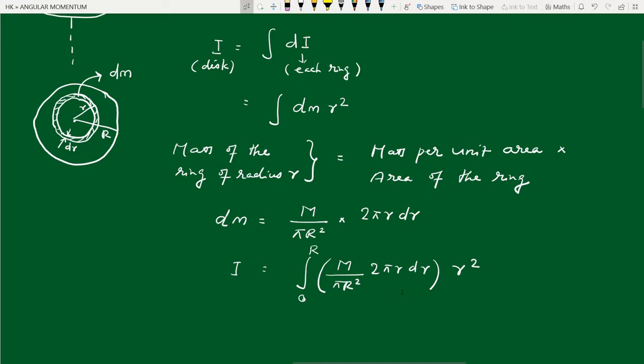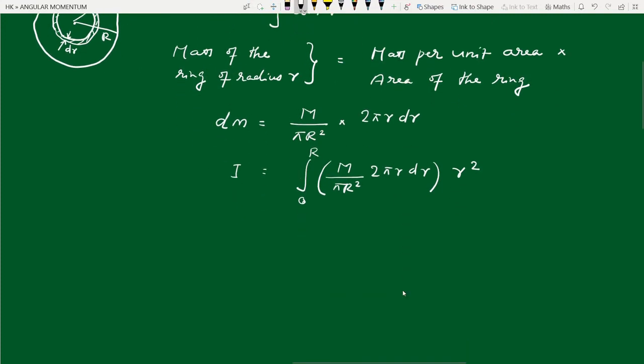Let us integrate this. Let's take the constant terms outside. Capital M is constant, pi R square is constant, 2 pi is constant.